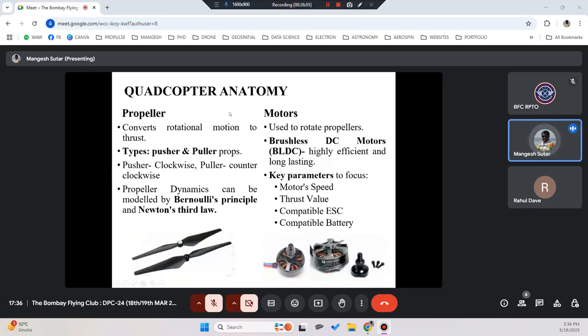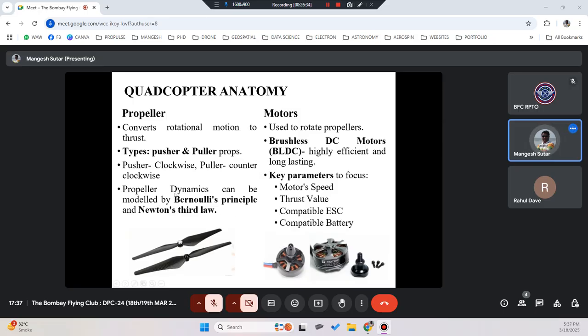From the anatomy perspective, the propeller, as we said, is what converts the rotational motion to thrust. As it moves, it generates airflow which pushes the air downwards, and since it cannot push the earth, the drone rises up in the air. There could be pusher or puller motors. The pusher is clockwise, whereas the puller is anti-clockwise, or counterclockwise as we call it.